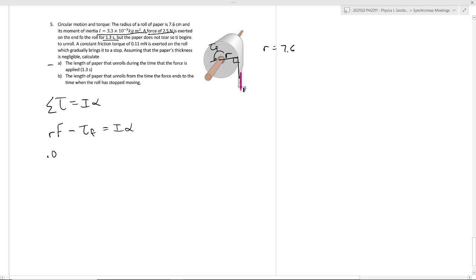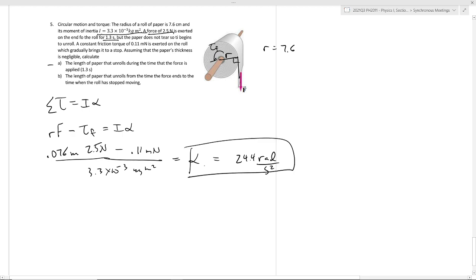So we can put those ingredients together. This is 0.076. Force is 2.5 newtons. Minus this 0.11 meters times newtons, all divided by 3.3 times 10 to the minus third, our moment of inertia. We put those pieces together, we find that alpha would be 24.4 radians per second squared. So we have alpha.